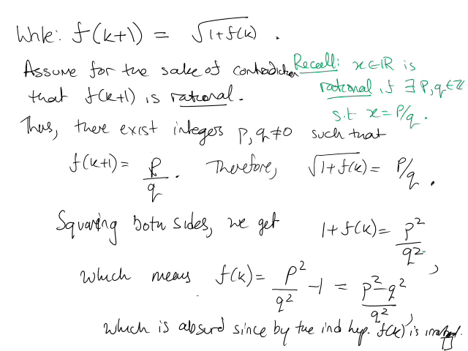Okay, so that completes the proof. The reason it's a little tricky is that inside the inductive step, you have to use a little proof by contradiction. But notice how the recursive definition fit in beautifully into this proof. It allowed us to express f of k plus 1 in terms of f of k, and thereby use the induction hypothesis.